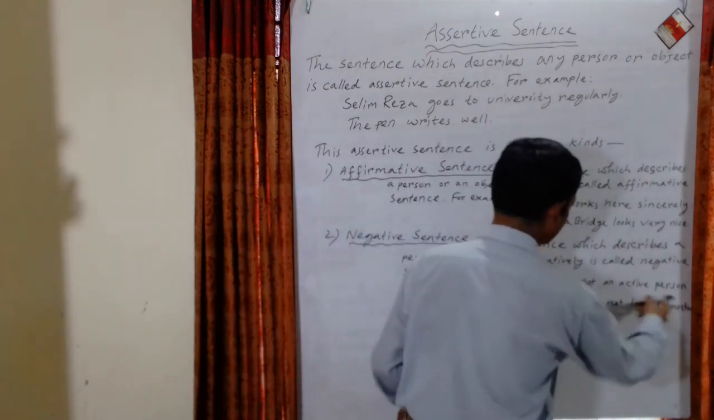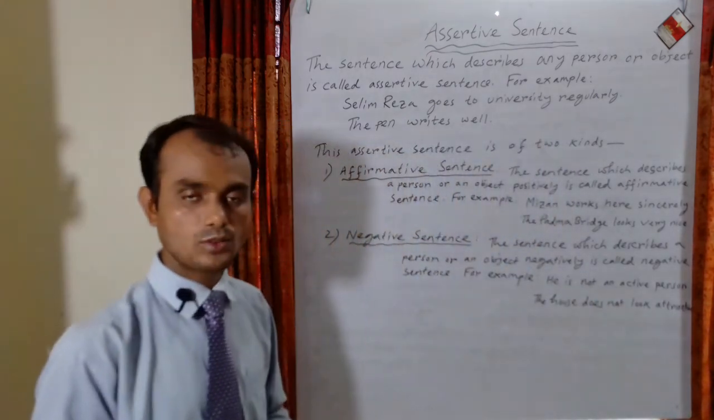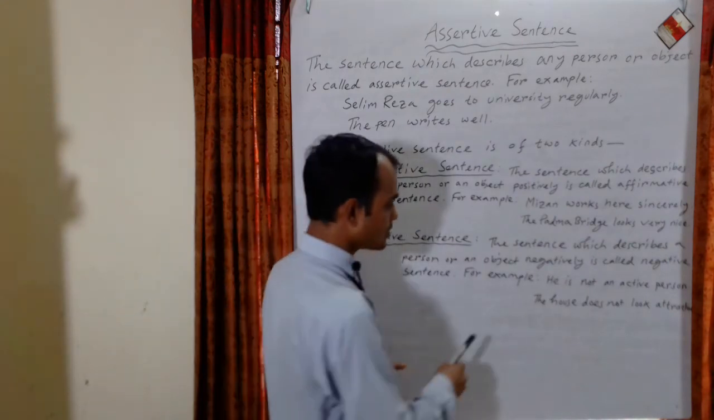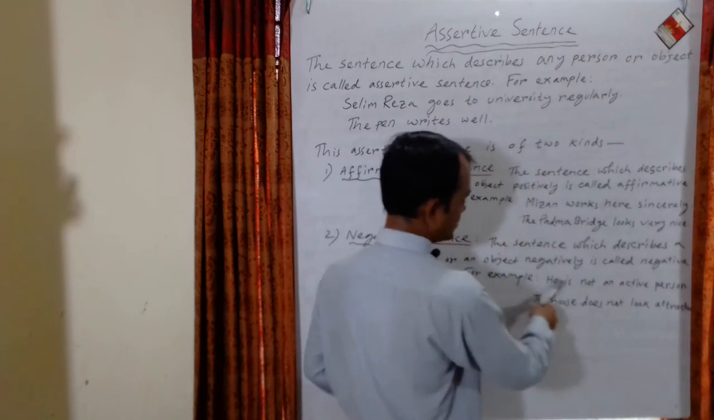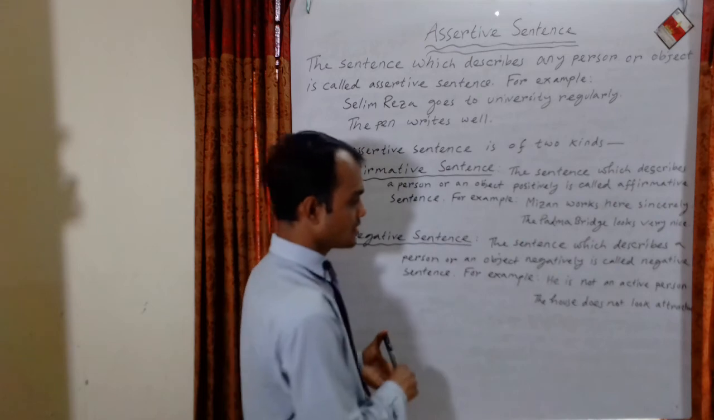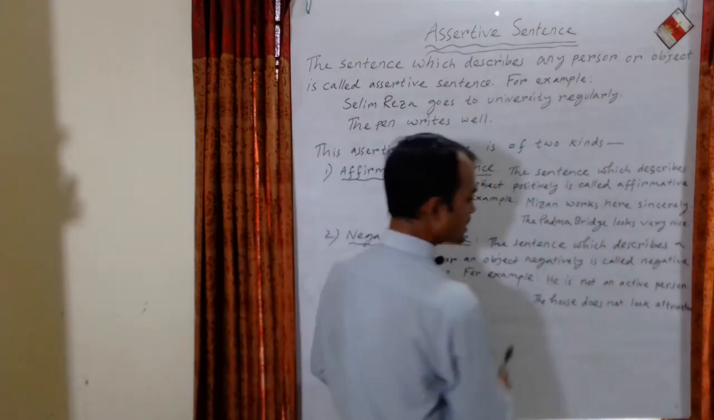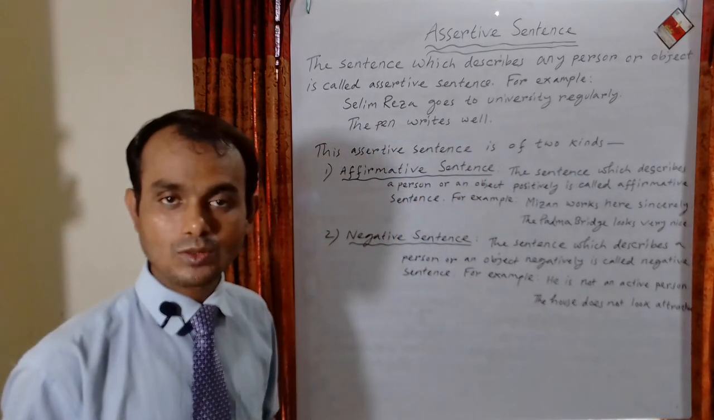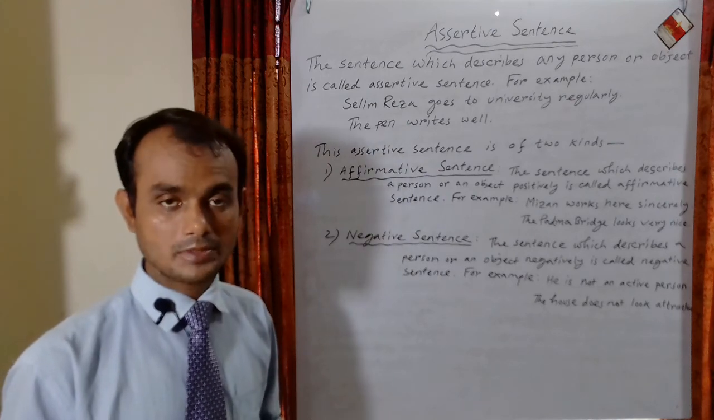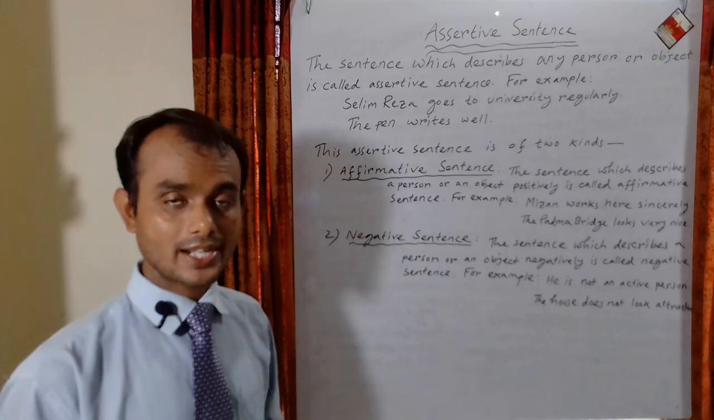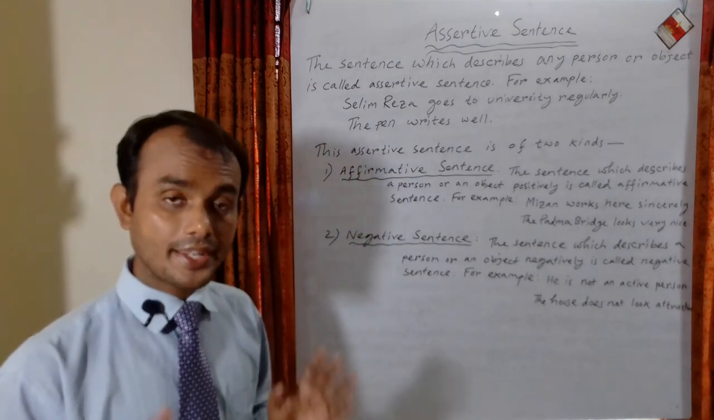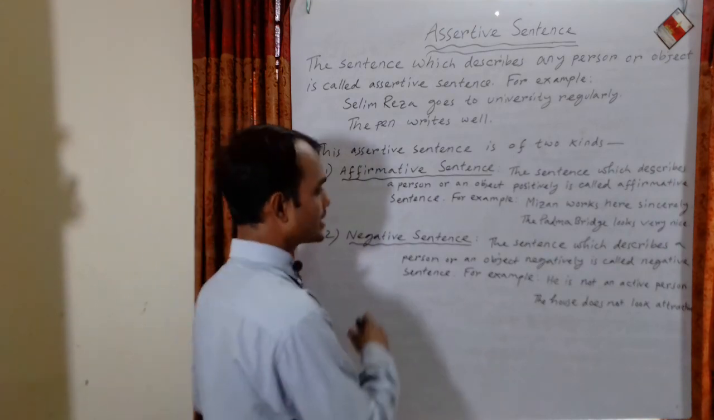The house does not look attractive. From this sentence we find the object is house. The sentence describes the house negatively. The house does not look attractive. So this is a negative sentence.